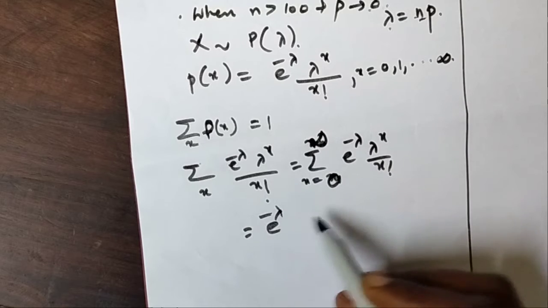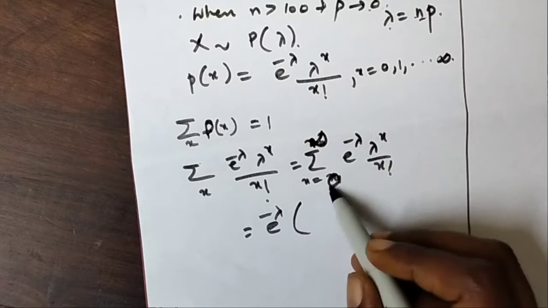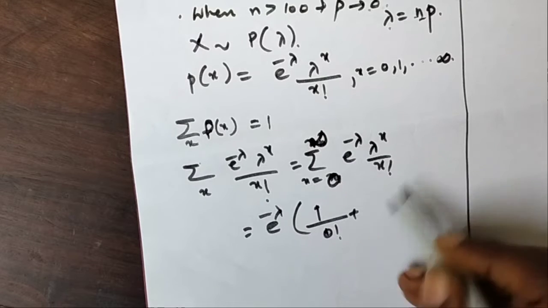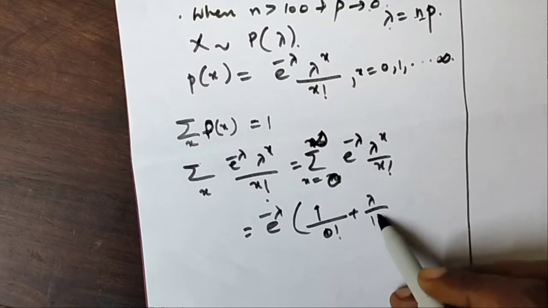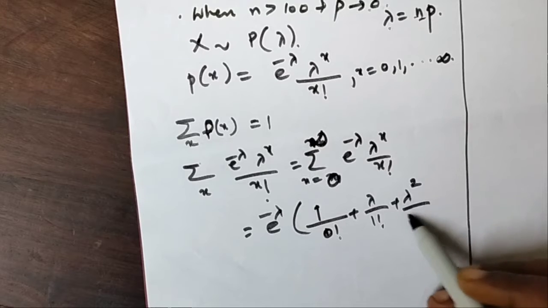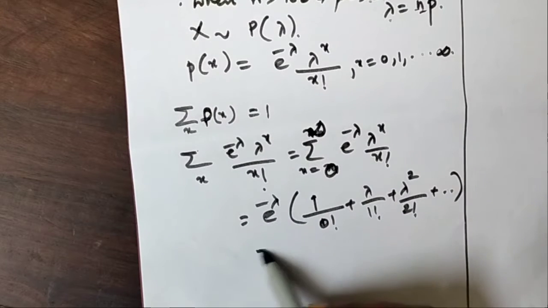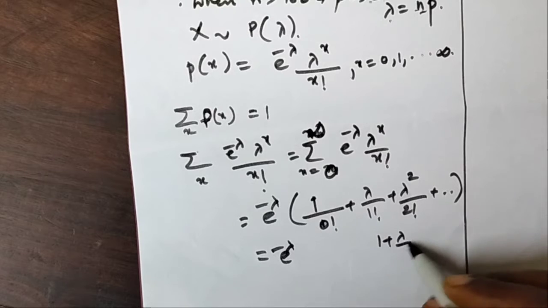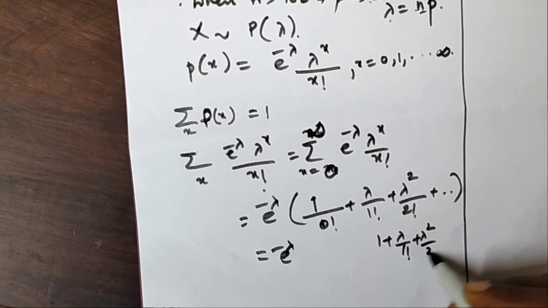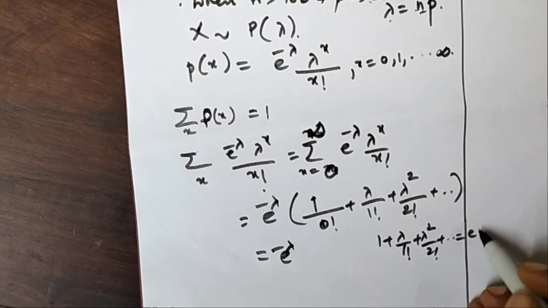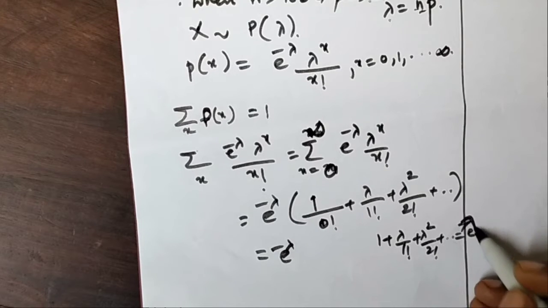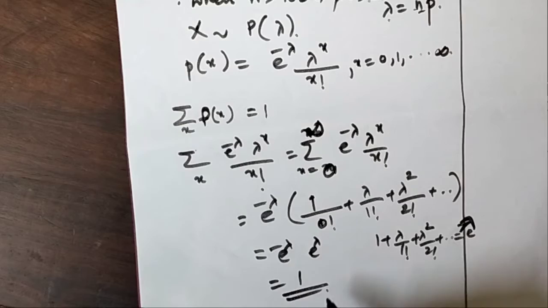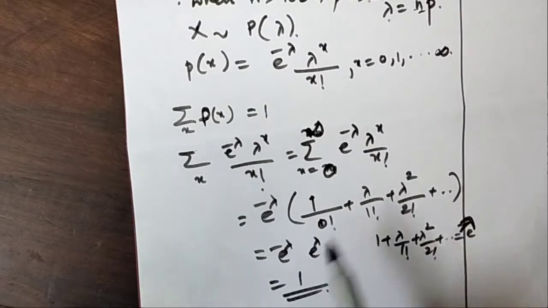So e raised to minus lambda is a constant, we can take it out. Then if x is 0, it is lambda raised to 0, which is 1, by 0 factorial. If x is 1, lambda by 1 factorial. X is 2, lambda square by 2 factorial, plus etc. And what is it? It is the expansion 1 plus lambda by 1 factorial plus lambda square by 2 factorial plus etc., and this is e raised to lambda. So e raised to minus lambda into e raised to lambda is 1. So the total probability is 1.